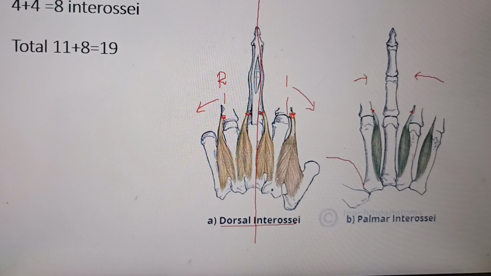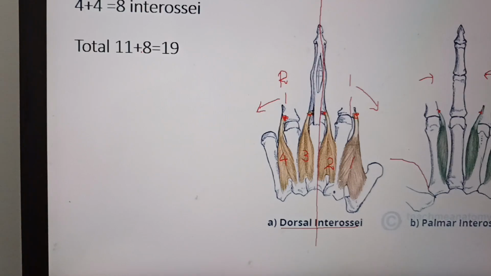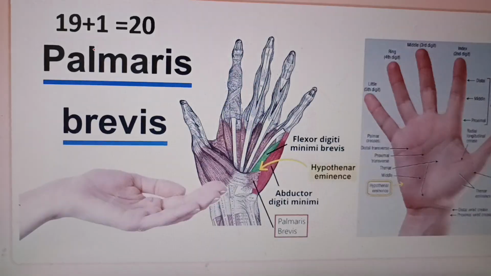So very well we can count the dorsal interosseous: 1, 2, 1 to the index finger, 2 and 3 on either side of the middle finger, and the 4th dorsal interosseous towards the periphery of the ring finger. So this is how the interosseous work. So let's come to the counting part. They have 4 plus 4, 8 interosseous. The total becomes 11 plus 8, that is 19.